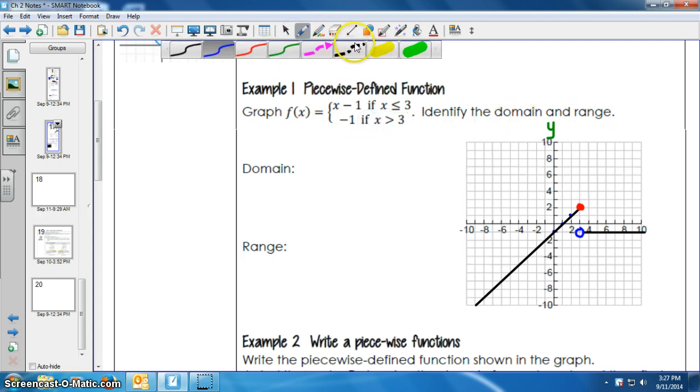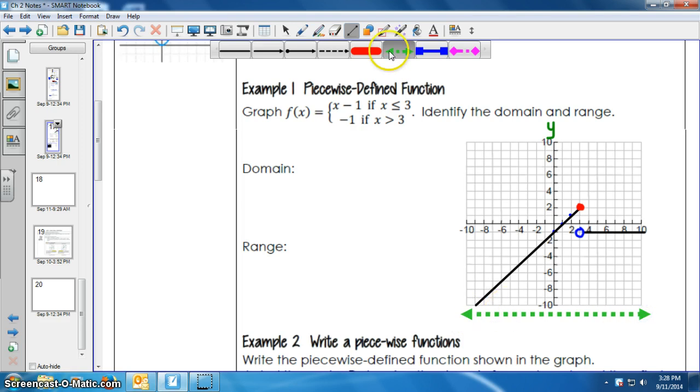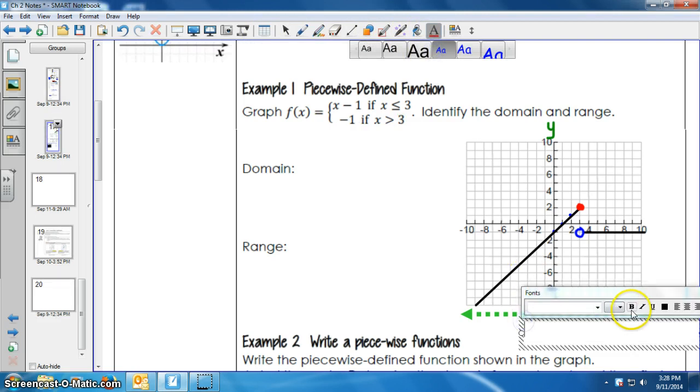Remember, domain is that span from here to here, all your x values. So from here to here, all those values that you could have are going to be your domain. So let's go ahead and just write that in there. We'll make it green to match. So domain, all your x values, put a little x.